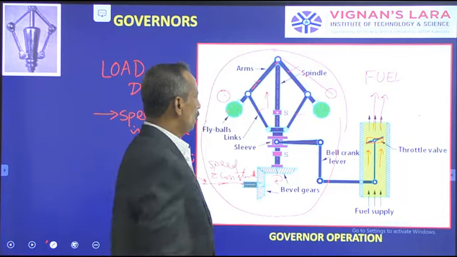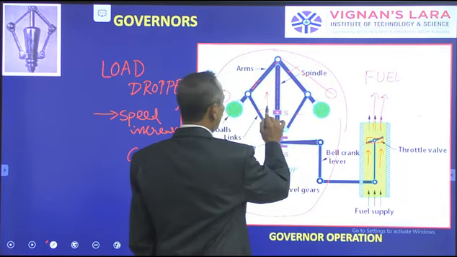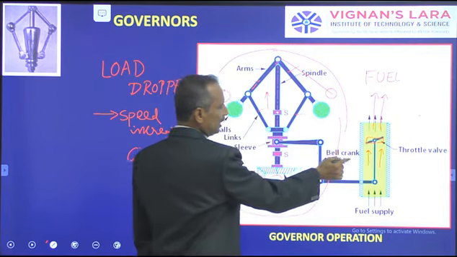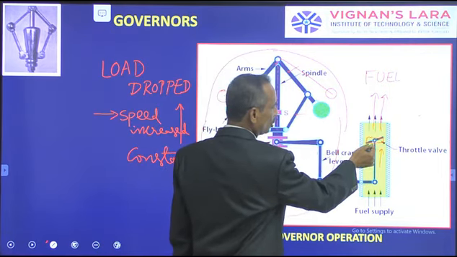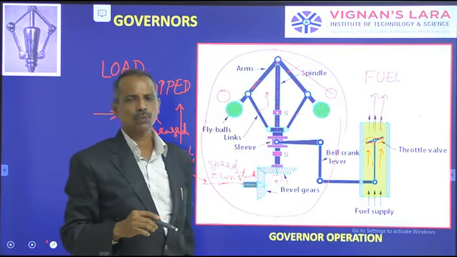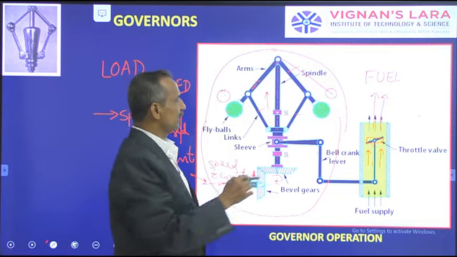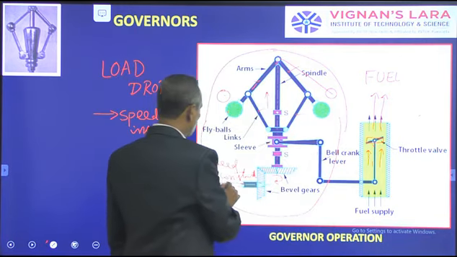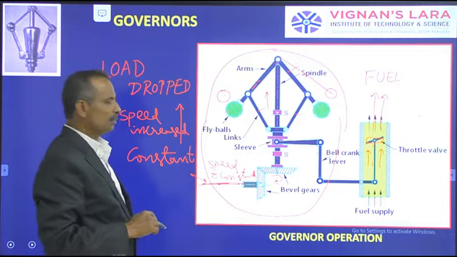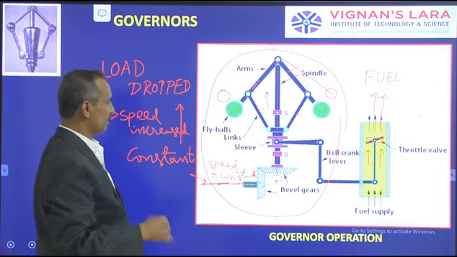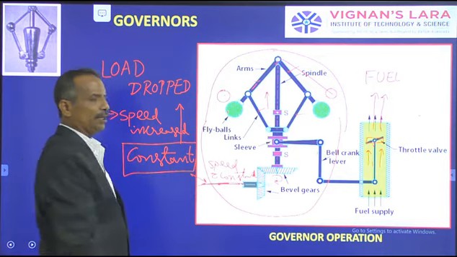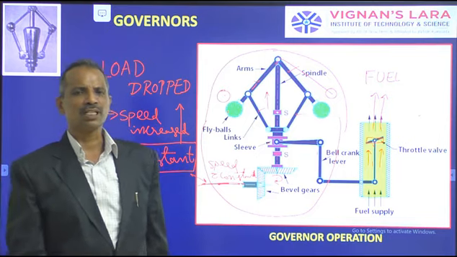So what I mean to say is, when the speed increases, the sleeve will be lifted up. When the sleeve lifts up, the throttle closes, then the amount of fuel that enters will be reduced. When the fuel is reduced, automatically the speed of this output shaft decreases, because earlier it was higher, now it is reduced, so that it maintains a constant speed.